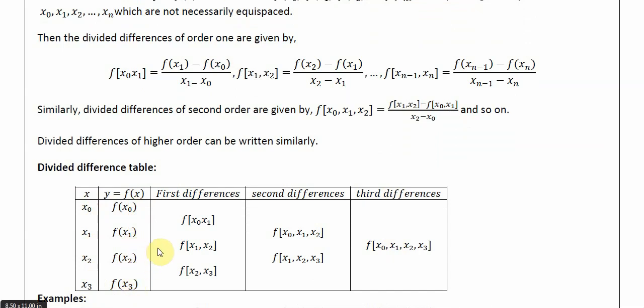Now how to find the divided differences? If it was just forward difference or backward difference, we would be taking the differences f of x1 minus f of x0. The differences are taken from bottom to top.